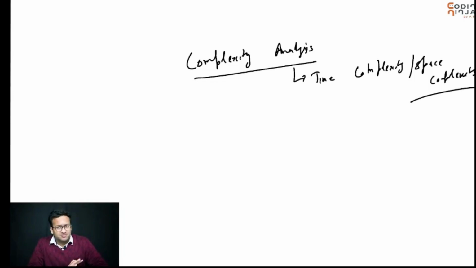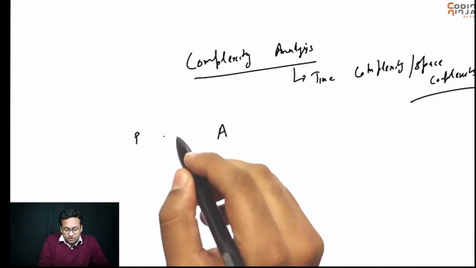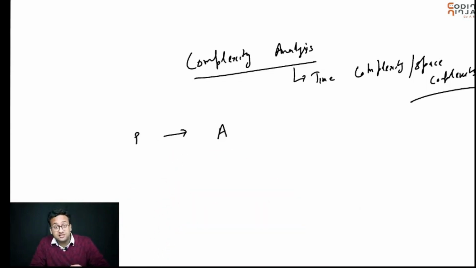The basic idea behind these terms is that we want to understand, given an algorithm A, so we have a problem P. We thought of an algorithm A as a solution to this problem. Now we want to figure out how good or bad this solution is. Given a problem, you can have many algorithms, but you would want to figure out how good or bad a particular algorithm is. We would want to do that for multiple reasons.